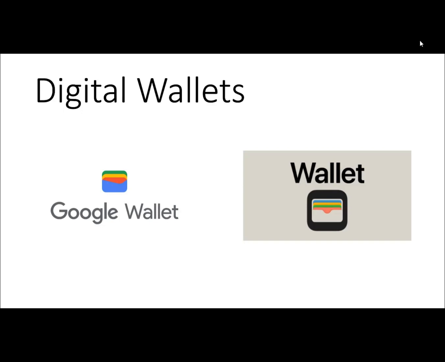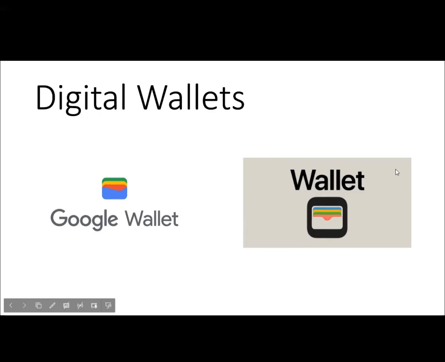And whether you have an iPhone or an Android phone, Samsung, you can participate in using digital wallets. So if you see here on the screen on the left-hand side, there's a Google Wallet. Google Wallet is for those that have Android phones and Samsung phones. Then on the right-hand side of the screen, it just says Wallet, but that's Apple Wallet. So if you have an iPhone, you would be using that app.